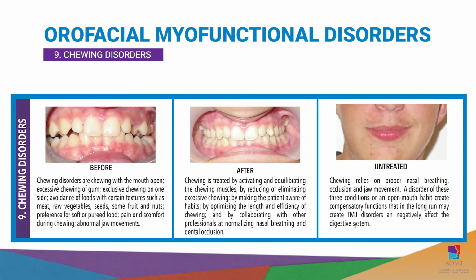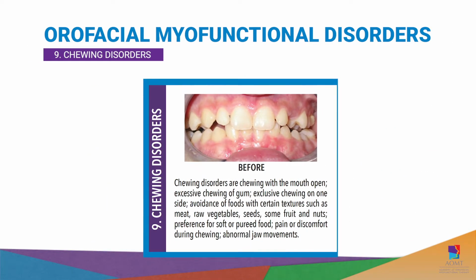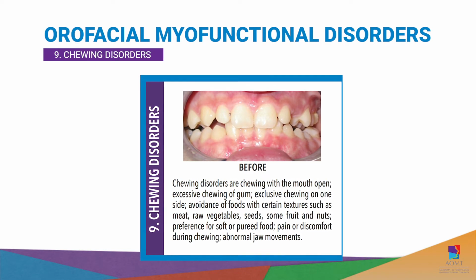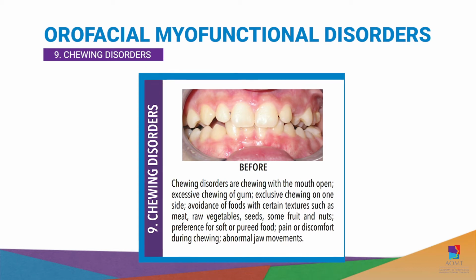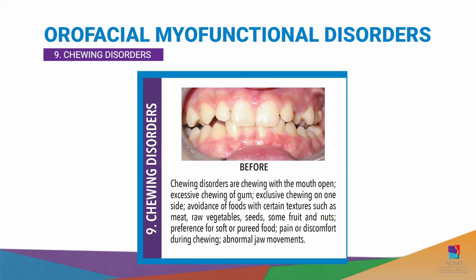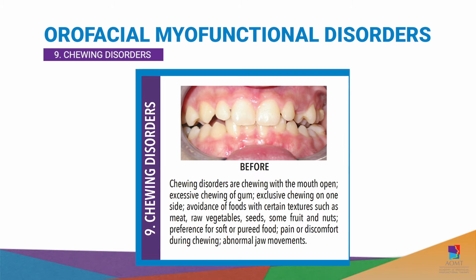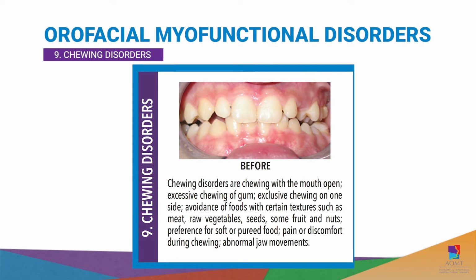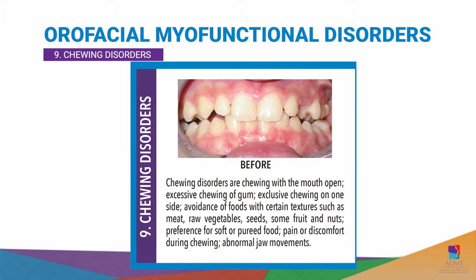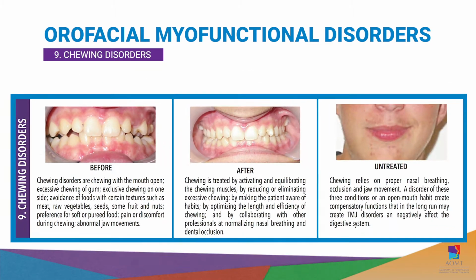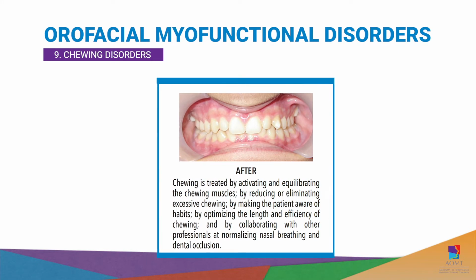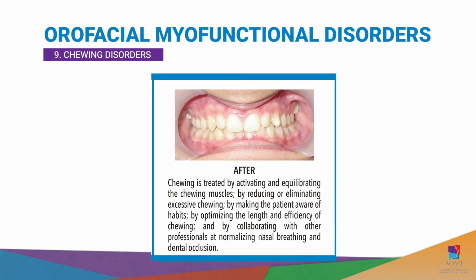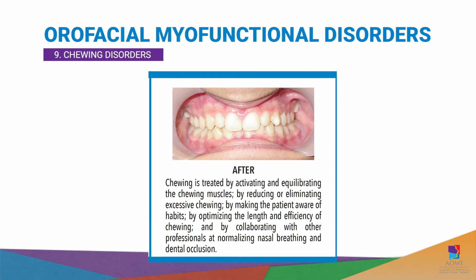9. Chewing disorders. Chewing disorders are chewing with the mouth open, excessive chewing of gum, exclusive chewing on one side, avoidance of foods with certain textures, such as meat, raw vegetables, seeds, some fruit and nuts, preference for soft or pureed foods, pain or discomfort during chewing, or abnormal jaw movements.